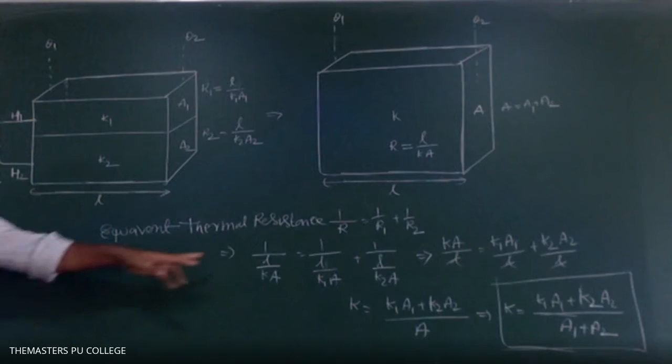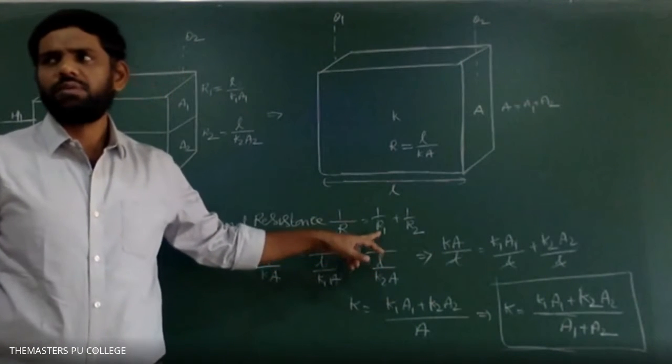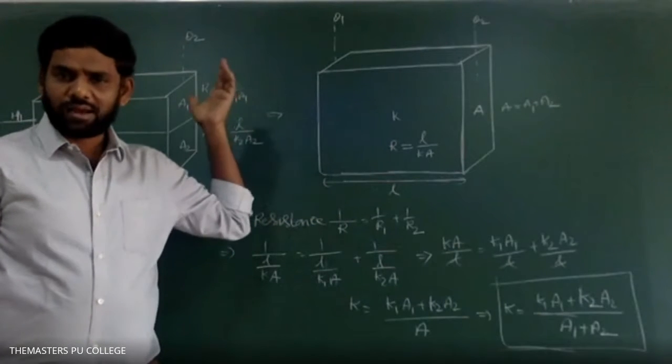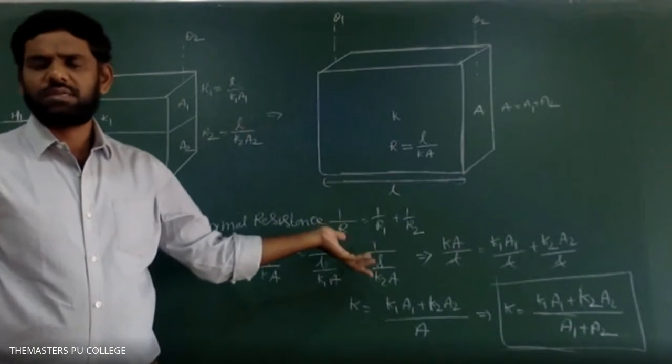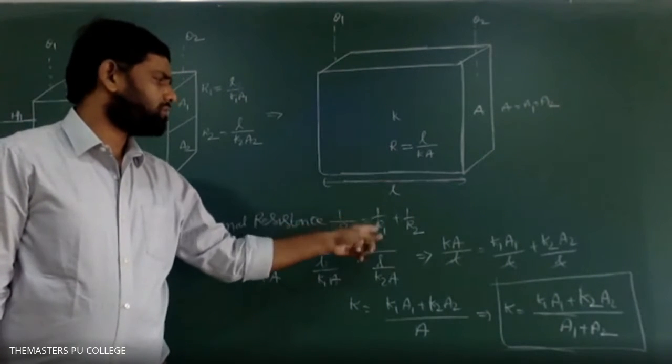That's it. I think this is not a new formula. Have you remembered this? 1 upon R equals 1 upon R1 plus 1 upon R2. It's the parallel combination formula. Same thing we have taken. There electric current, here heat current. Nothing different. That's why I have taken thermal resistance 1 by R equals 1 by R1 plus 1 by R2.